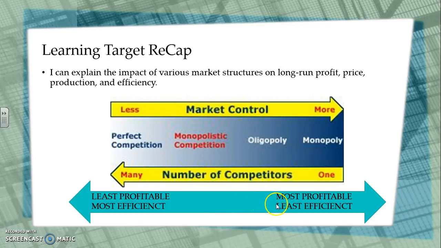Further to the right you go, you find that the industries are more profitable but less efficient in the fact that they might restrict supply because they can do that, knowing that they're the sole supplier of a product.